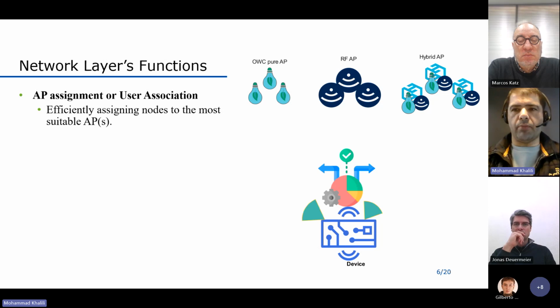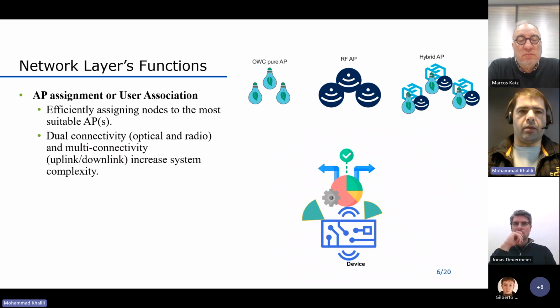usual RF networks, but here in hybrid optical radio networks, in addition to the different number of access points that are available, different categories of access points are also available, and devices or nodes should decide which one is more proper for them. Also, we should consider that the coverage of these access points is overlapped.